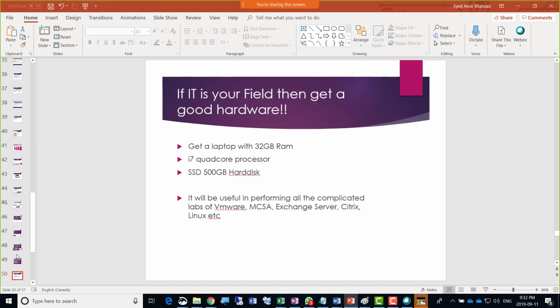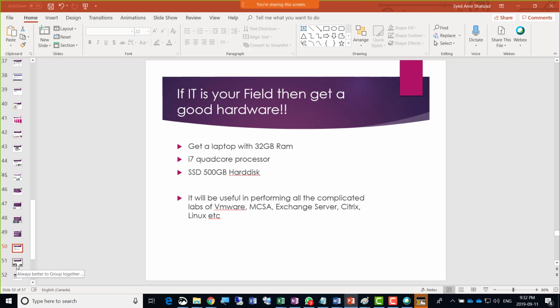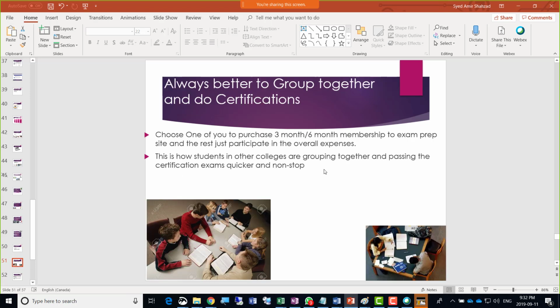Then if you want to strive in the field of IT, normally I would recommend that you get a good hardware, i7 quad-core processor, get a laptop with 32 GB RAM and 500 GB hard disk. So this is normally important to do that. And always group together to do your certifications and do all the labs. You can just install TeamViewer and connect to each other's machine and try to do all the labs that we will be doing in next class.